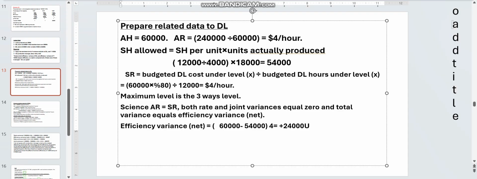So no need to apply equations of both rate variance or joint, since both equal 0. Why? Because actual rate equals standard rate. Now, this is the end of the video, and we are gonna continue for variable MOH in the next video.